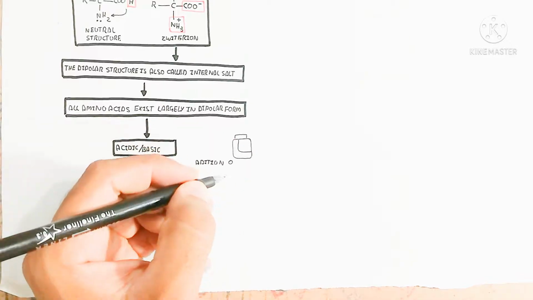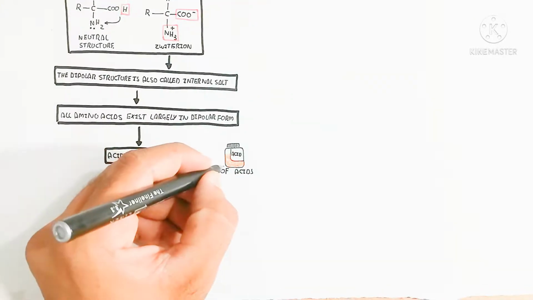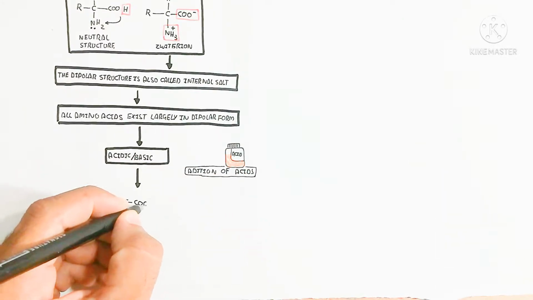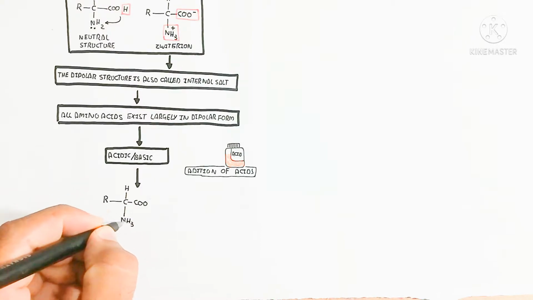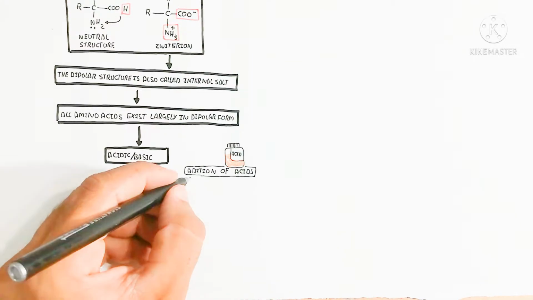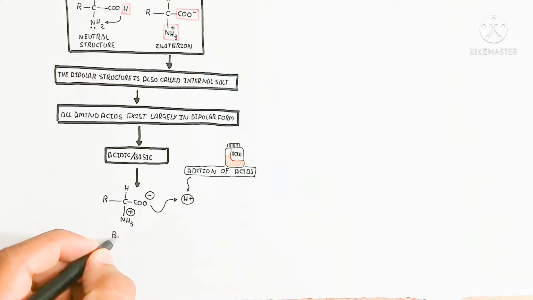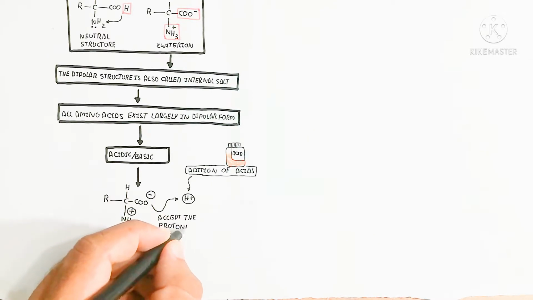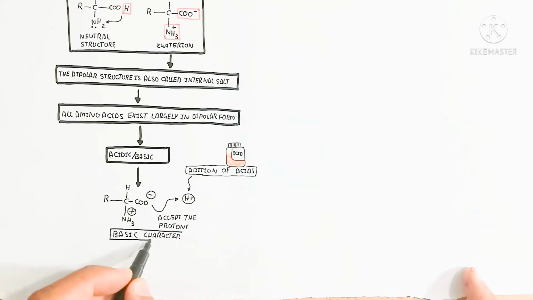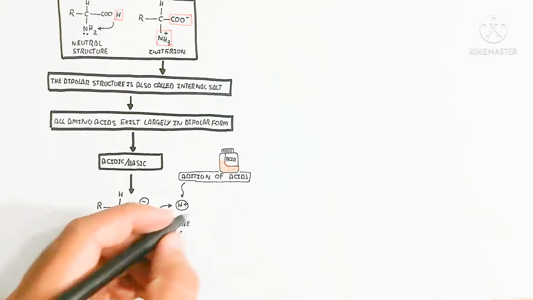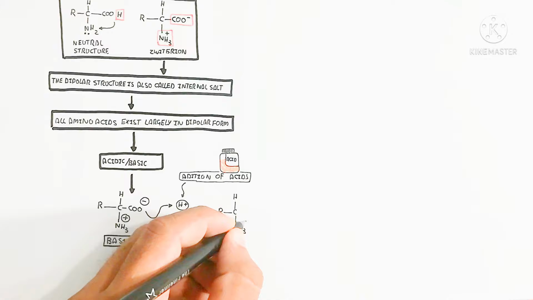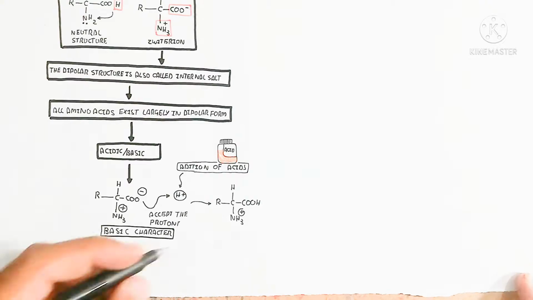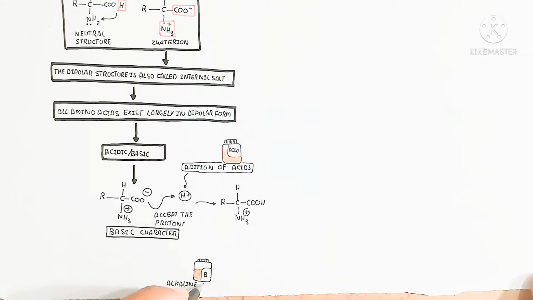Let's begin to understand the behavior with acid and base. When we add acid to the amino acid, the negative charge will attract the proton. After accepting the proton, it reduces to a positive charge. So it has a basic character because it accepts the proton, while it can lose the proton as an acidic character.